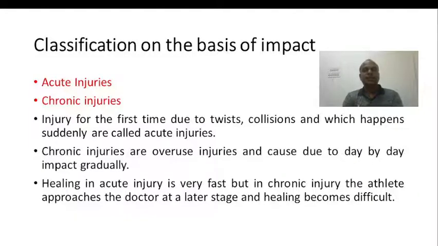Healing in acute injury is very fast. This we should always keep in our mind. But in chronic injury, the athlete approaches the doctor at a later stage and healing becomes very difficult. So we should not neglect any kind of injury, whether it is an acute injury or a chronic injury. Both have to be given due importance, and we should always keep in mind that pain is a warning signal and never in sports should we continue with pain.